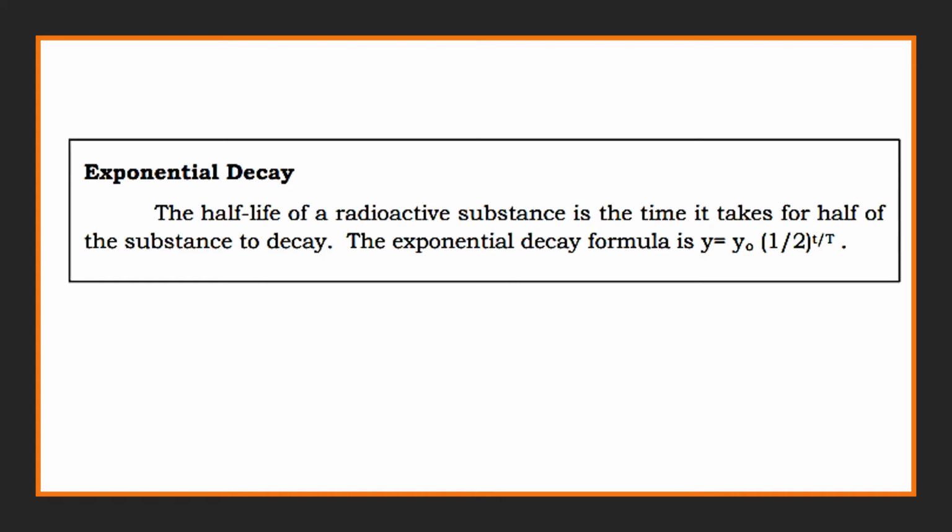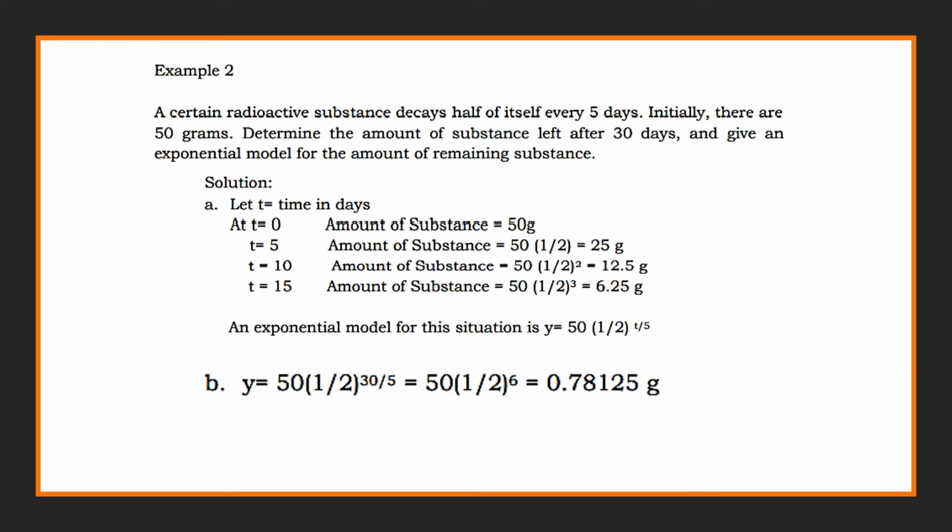Let's have an example. A certain radioactive substance decays half of itself every 5 days. Initially, there are 50 grams. Determine the amount of substance left after 30 days and give an exponential model for the amount of remaining substance. So, if we follow the formula again 1 by 1, if t is 0, every 5 days kasi siya, so it became 5, 10, 15, 20, 25, 30, and so on. So, you can compute that by hand.